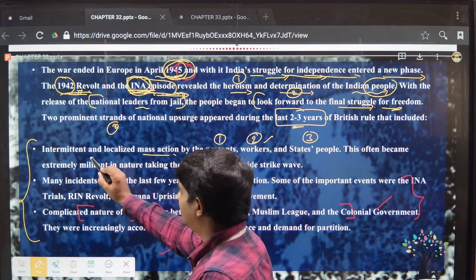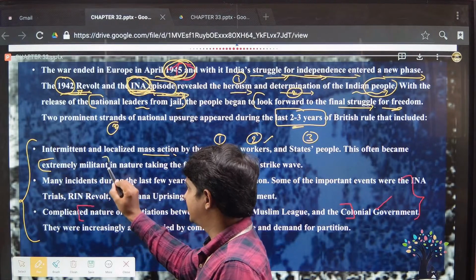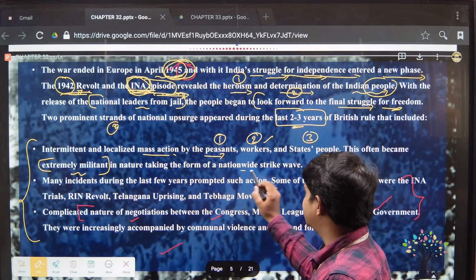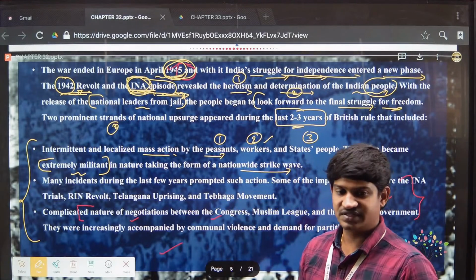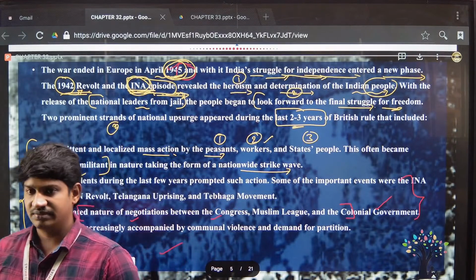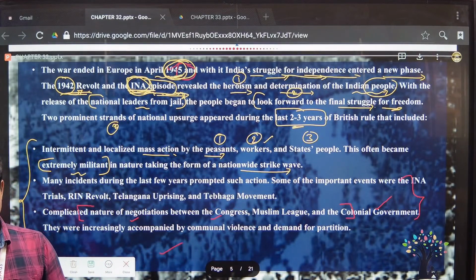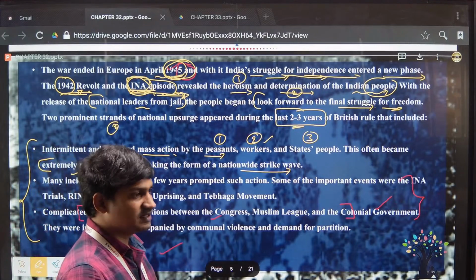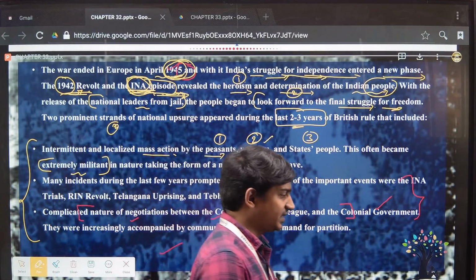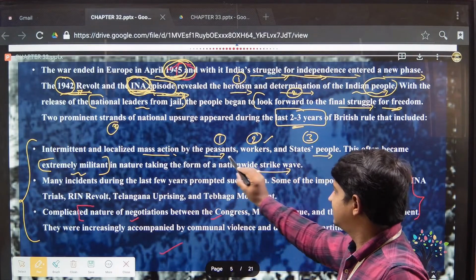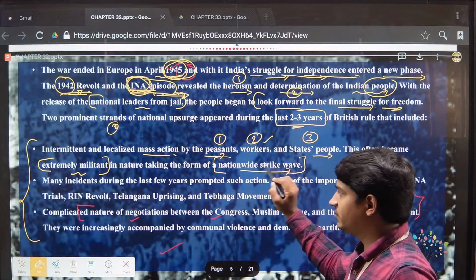And this last phase was an extremely militant movement, and it took the form of a nationwide strike. So when the revolt of 1857 happened, it was confined only to certain places. In that revolt we can clearly see the north-south divide and so on. But here, in the last phase, we can see a nationwide uniform strike.